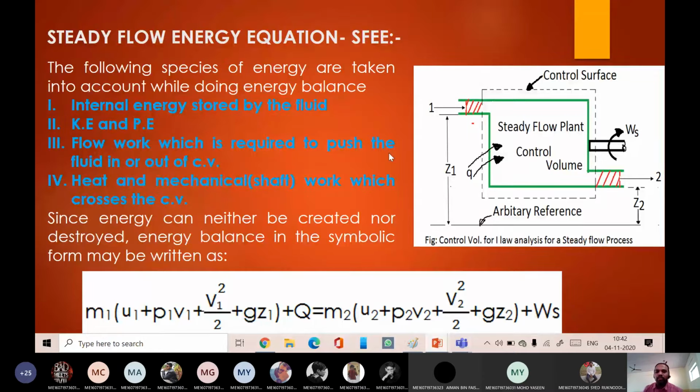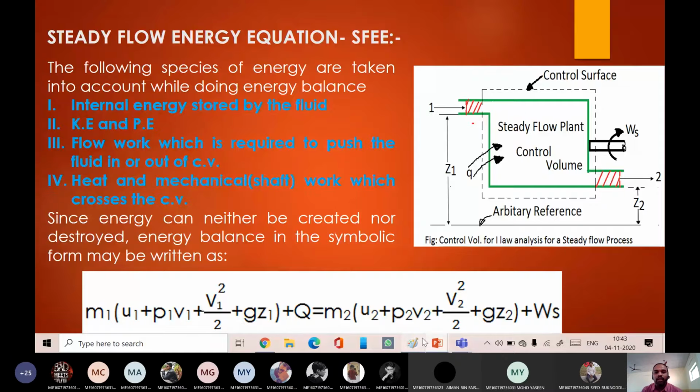According to the continuity equation, mass is always constant. We cannot create or destroy it. The amount of mass entering the system should be equal to the amount of mass leaving the system. Here small letters are used for specific properties. Capital U is the internal energy, small u is the specific internal energy.